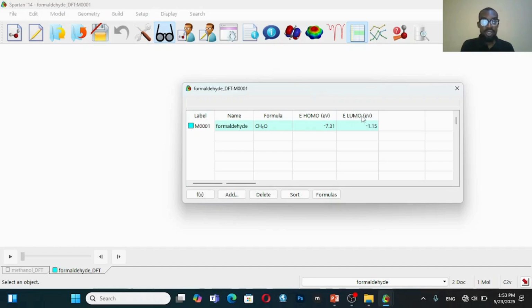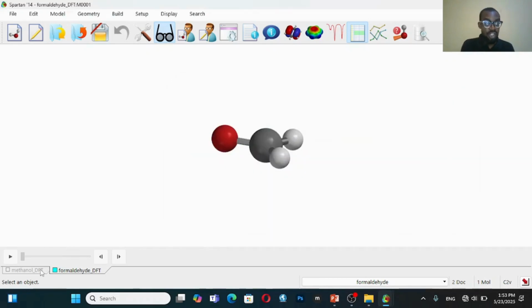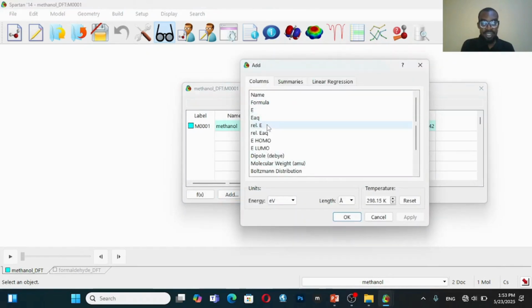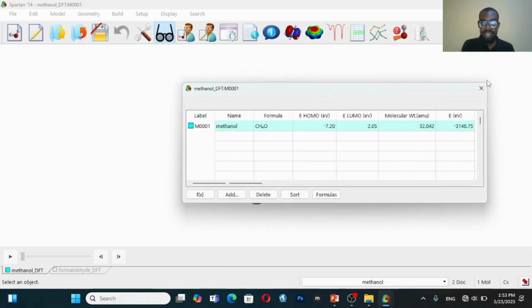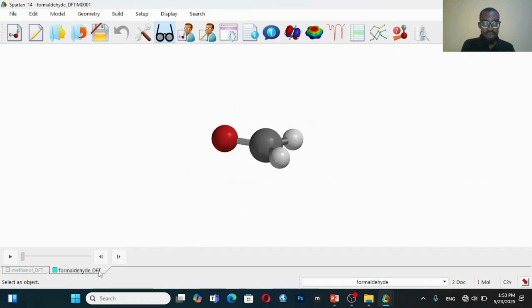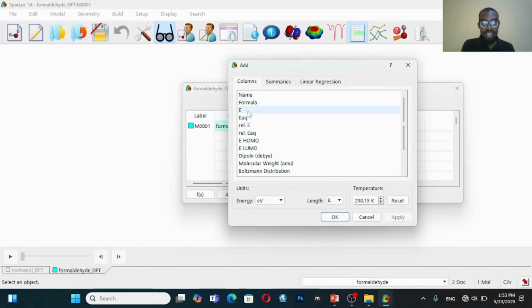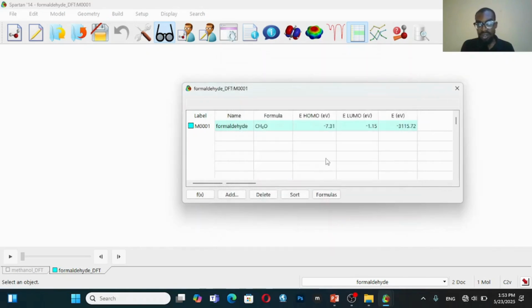So what we can do is, I think we should include the general energy of that system, so let's add this to it. Let's just add energy to it in electron volts. So let's apply it, good. So it has added it. So let's do the same for formaldehyde, and then let's still add energy. Then, okay, good.